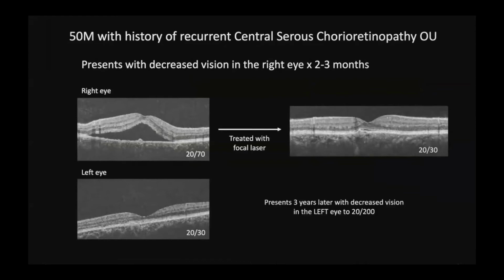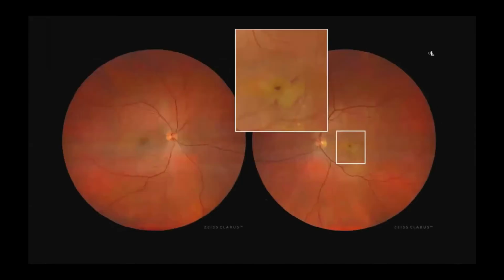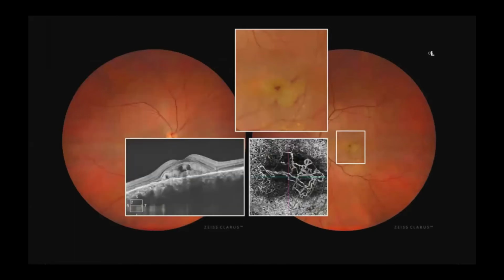He was lost to follow-up and 3 years later presented with decreased vision in the left eye from 20/30 down to 20/200. This is his autofluorescence, and you can see the mottled hyper and hypo autofluorescence as well as the guttering that's classic for central serous. The fundus photo shows areas of hemorrhage in the macula.